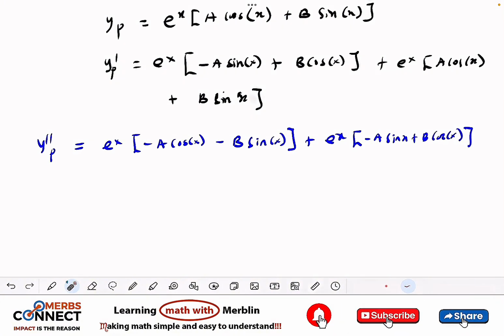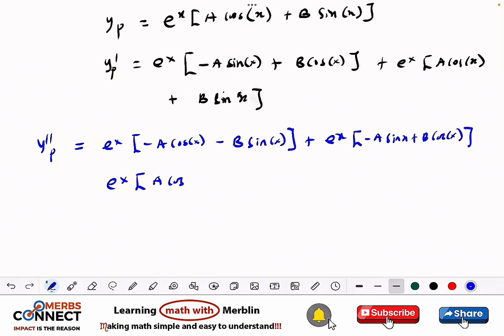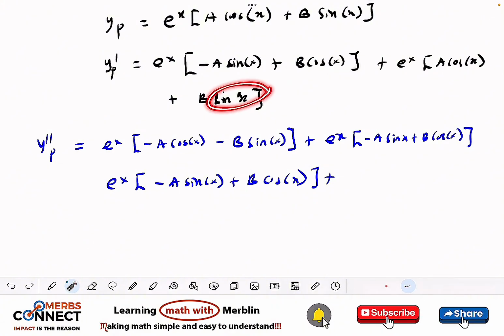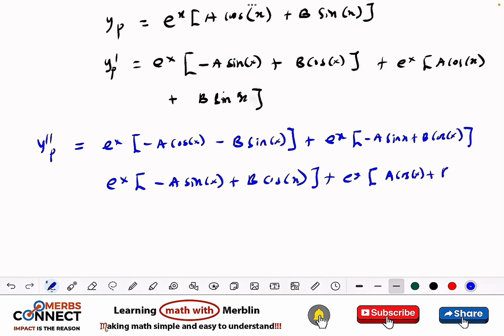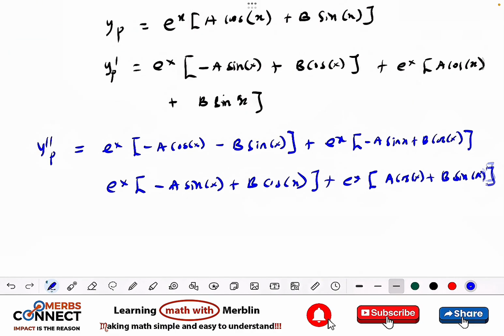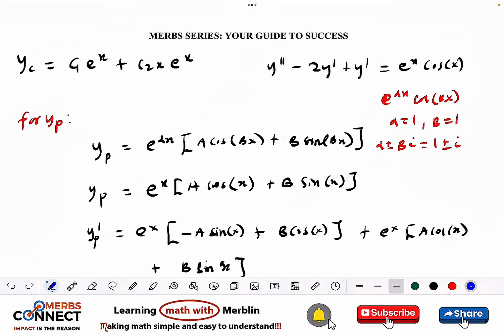Then I look at this one and differentiate, product rule again: e to the power x times minus a sine x plus b cos x. Then I maintain what is inside the square bracket and differentiate e to the x. I'm going to get the same thing again, a cos x plus b sine x. So this is the product rule. We just need to substitute them and then we are done. So let's plug them inside this.